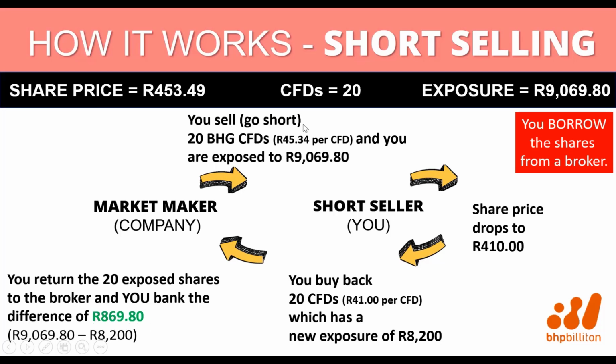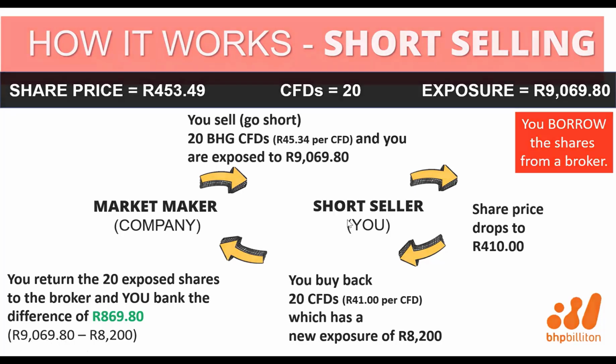When you sell or go short at a high price, for example, BHP Billiton Group, you are borrowing shares from the broker. Then once you've borrowed the shares and the share price drops, then you've got to buy back the shares to make your position neutral. And because you're buying it back at a cheaper price, you are banking the difference, which will give you a profit. All right, so that's how short selling works.